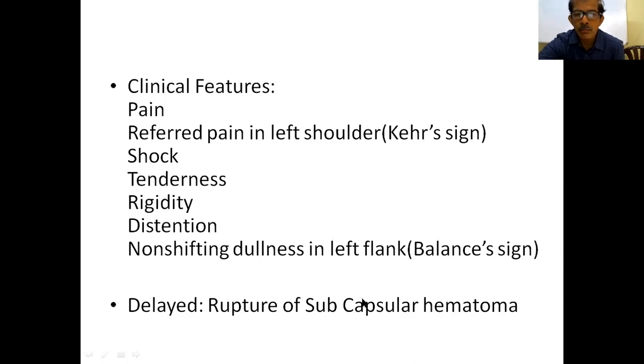Then I was telling you about subcapsular hematoma. One danger with it is that the patient after minor trauma may be bleeding into the subcapsular space, and then he may be normal. After 2 to 3 weeks, suddenly the capsule of the spleen will give way, resulting in massive hemorrhage into the peritoneal cavity. That is due to delayed rupture of subcapsular hematoma. It can also result in shock. So after 2 to 3 weeks of injury, that is called delayed rupture.